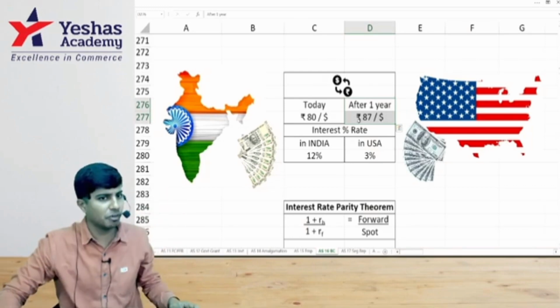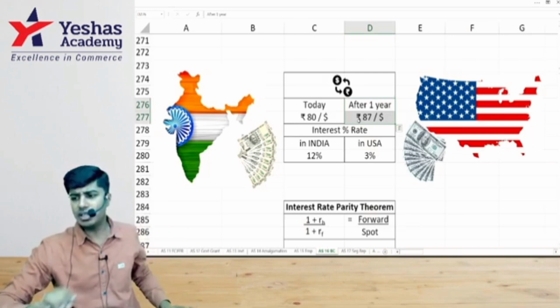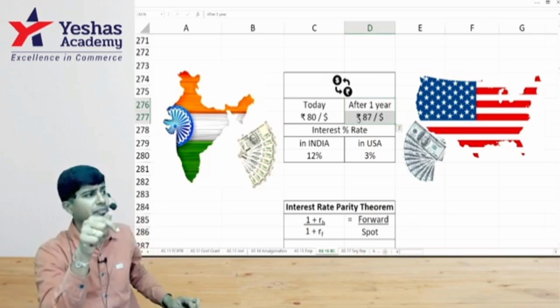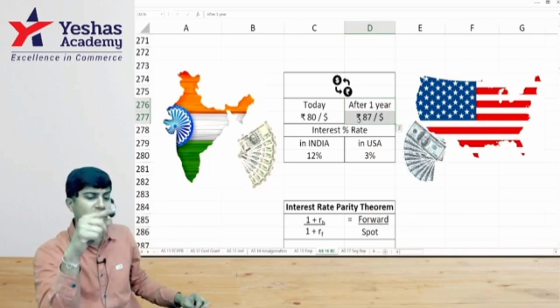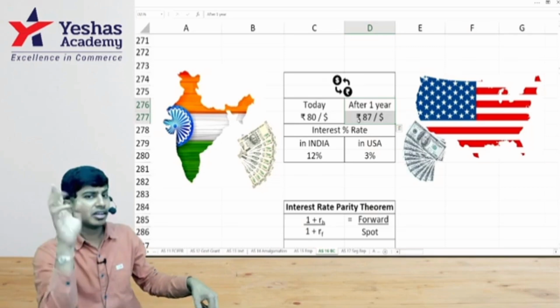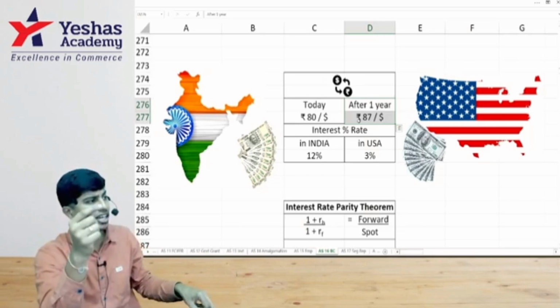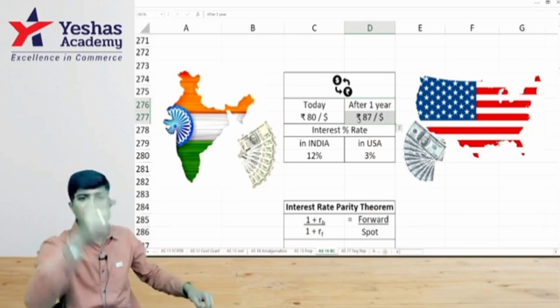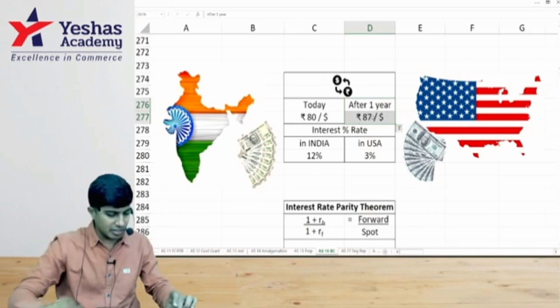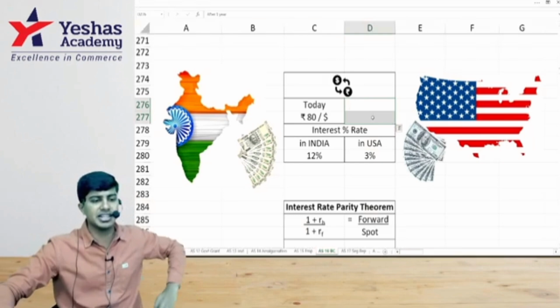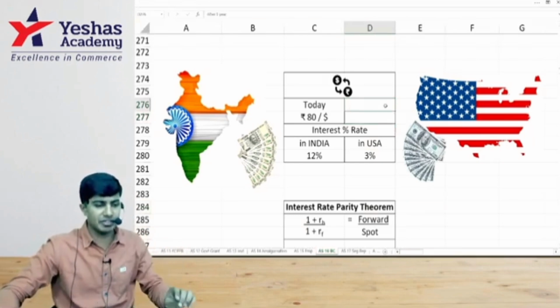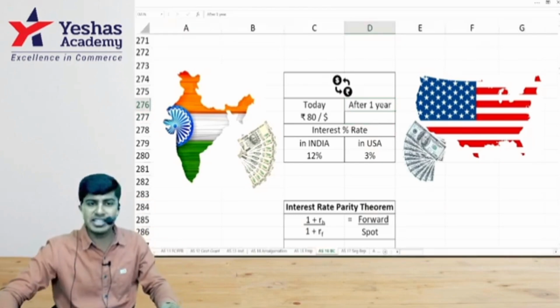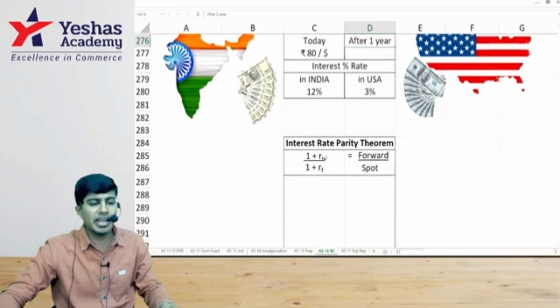Let me show it to you with the help of numbers. Basic question: what is the rate of exchange today? Rupees 80 per dollar. What is the exchange rate after 1 year? Very good. What is the exchange rate in India? What is the exchange rate in USA? This is determined like this. This 87 is missing. I'll eliminate this 87. I'll tell you how to find this 87 after 1 year. This is given by IRPT.